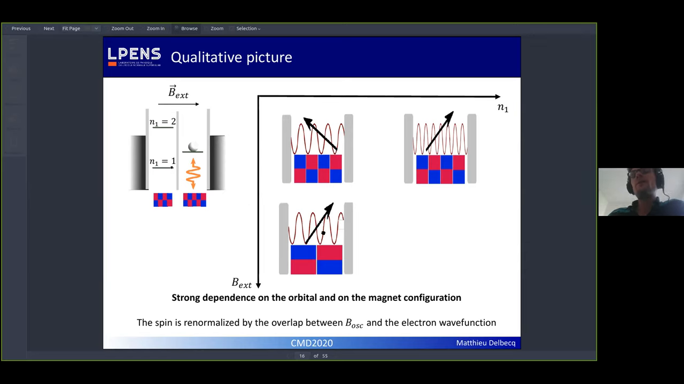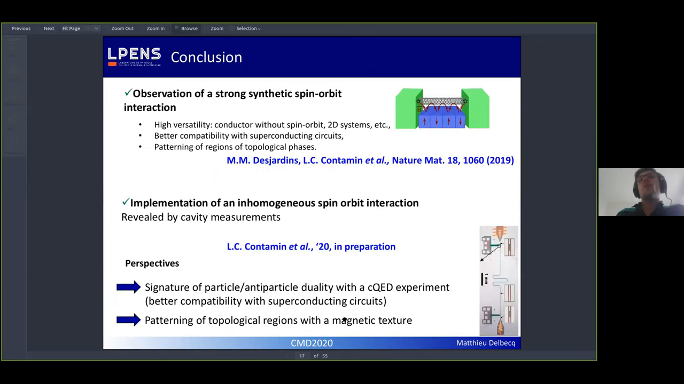So therefore, we see that we have both an orbital and magnetic configuration response, and we need to go a bit further in the understanding of the magnetic texture behavior here to microscopically understand what happens. So to conclude, we have realized synthetic spin-orbit interaction in a material which has no intrinsic spin-orbit interaction, so promising for realizing Majorana zero modes in these devices, in carbon nanotubes.